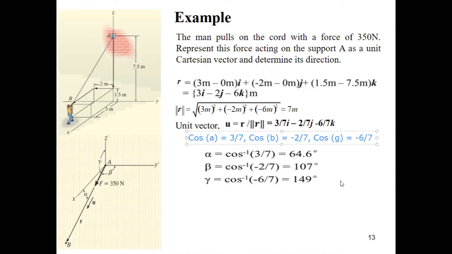So from here, we know cos alpha, cos beta, cos gamma. Easily we can find the values of alpha, beta, and gamma. So cos inverse of this; cos inverse of this y component, negative 2/7, this one will be beta; cos inverse of negative 6/7.